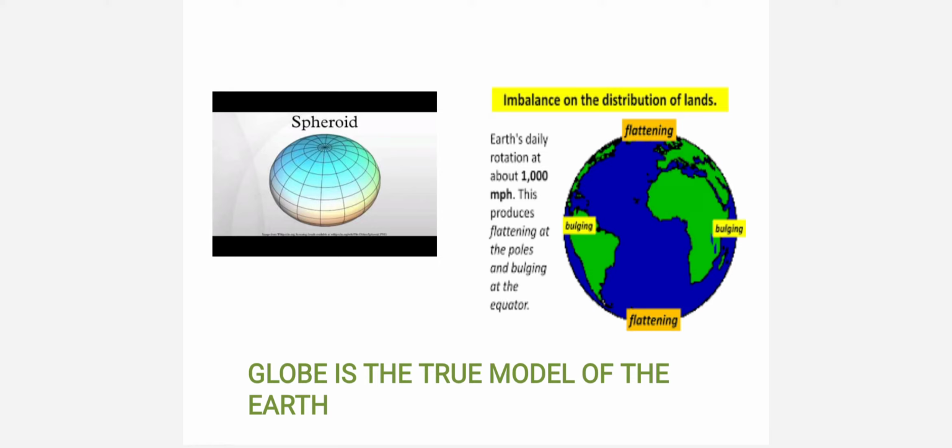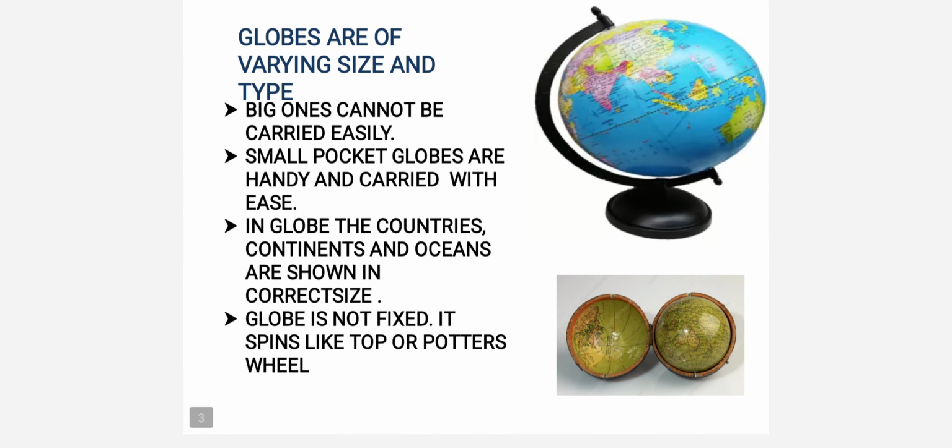With this, what did you understand, children? The globe is a true model of the earth. Now, globes vary in size and shape. So all the globes are not the same in size and type. The big globes, which you can see here, cannot be carried so easily. But small pocket globes or globes like balloons, which can be flattened, are handy and carried with ease. The globe is not fixed, children. It rotates like a spin, or a potter's wheel. So we can see very clearly the original shape and correct size of the countries, continents, oceans, etc. on the globe.